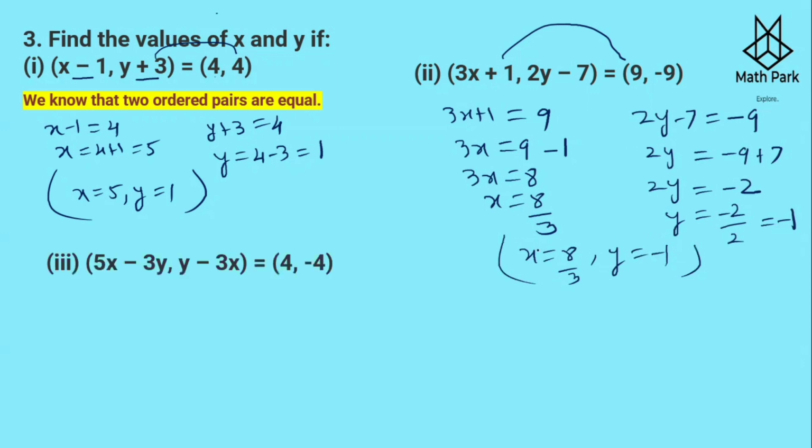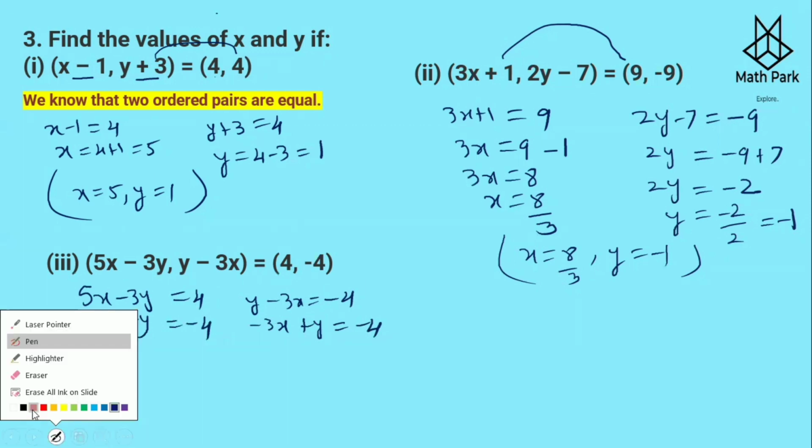The third part of this: 5x minus 3y, y minus 3x is equal to 4, minus 4. So we have 5x minus 3y is equal to 4, and this is one of the equations that you get. And you have y minus 3x is equal to minus 4. So you get simultaneous equations here. This can be written as minus 3x plus y is equal to minus 4. So let us solve this equation. Solving these simultaneous equations, see, each chapter is related to the others.